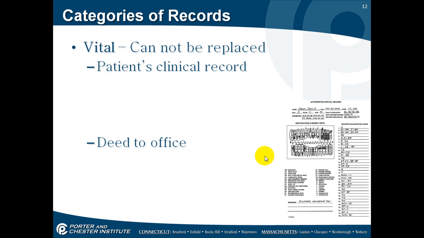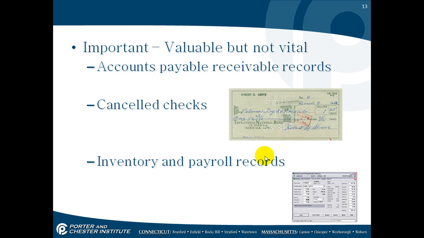So there's categories of records. There's some that are called vital, and they cannot be replaced. And so that's the patient's clinical records, or something like a deed to the office, deed to your house, those are vital. Important: a canceled check, important, but you could always get something from the bank. Inventory, payroll records, yes, but again, you could have something that could back that up.